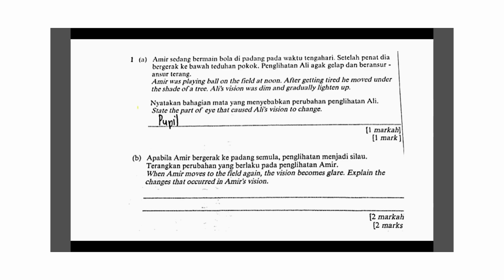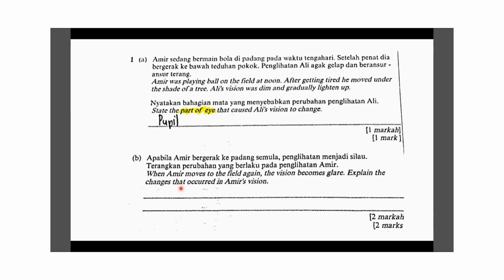So, in the first question, it says to state the part of the eye that caused Ali's vision to change. So, this is the only thing that you need to focus on, part of the eye, nothing else, right? So, you want to just name the part, and then that is just a 1 mark question.